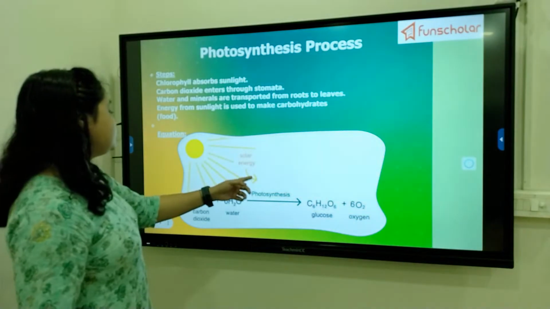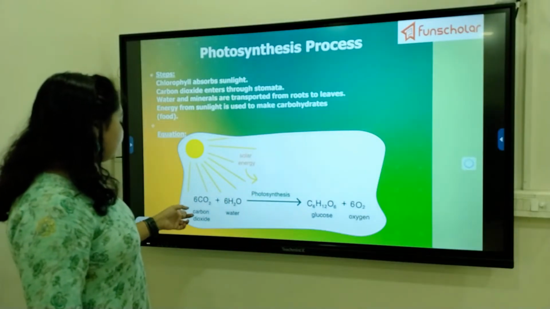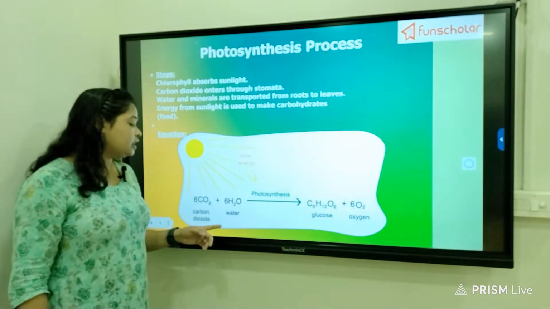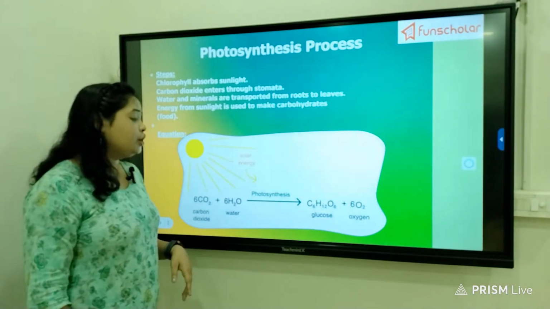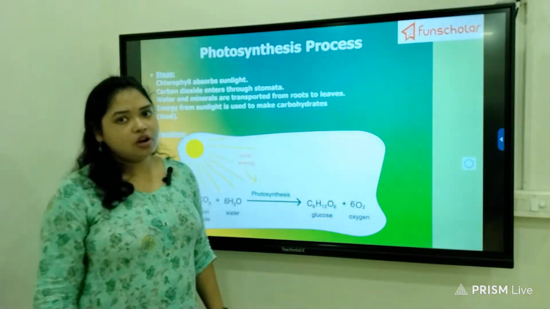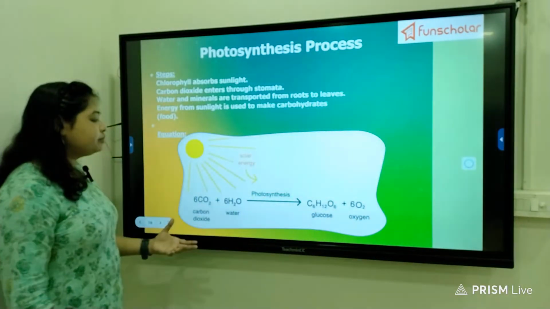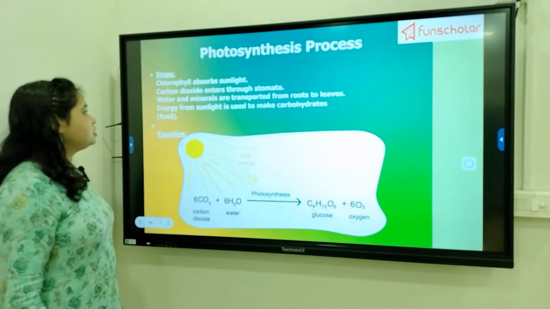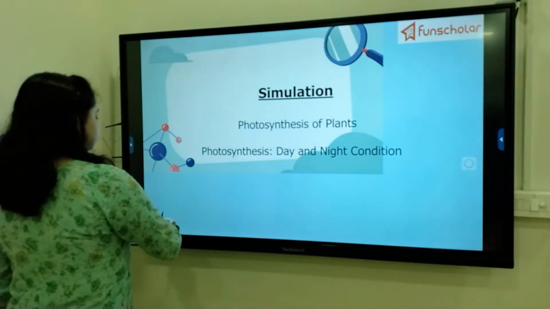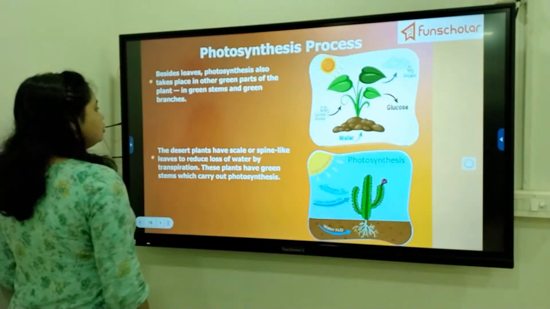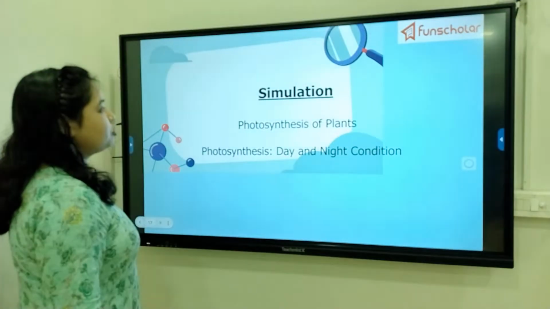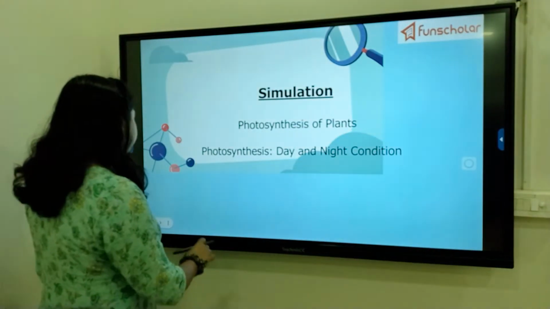Now solar energy is present, and then you can see here 6 molecules of carbon dioxide combine with another 6 molecules of water to produce 1 molecule of glucose and 6 molecules of oxygen. This is a very simple equation for the process of photosynthesis. So we will now try to understand the photosynthesis process with the help of a simulation.